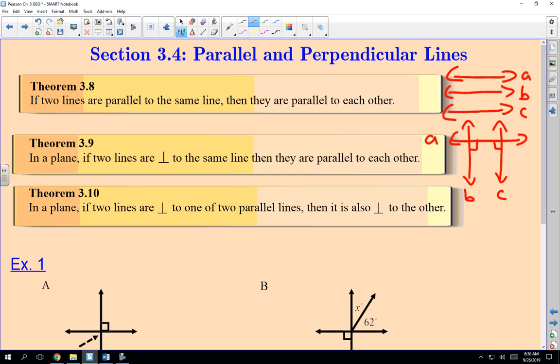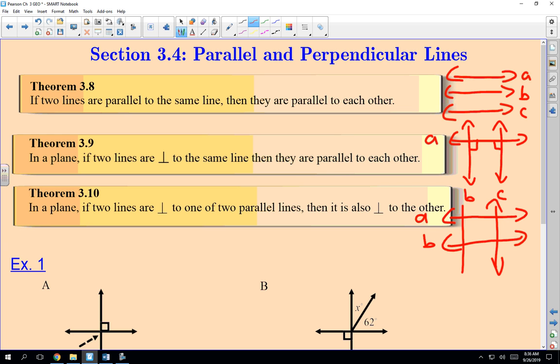We use that in squaring off things in construction. That'd be like a door frame or something like that. And then in a plane, if a line is perpendicular to one of two parallel lines, so here we have two parallel lines, call them A and B. It says if in a plane, a line is perpendicular to one of two parallel lines, then it is also perpendicular to the other.